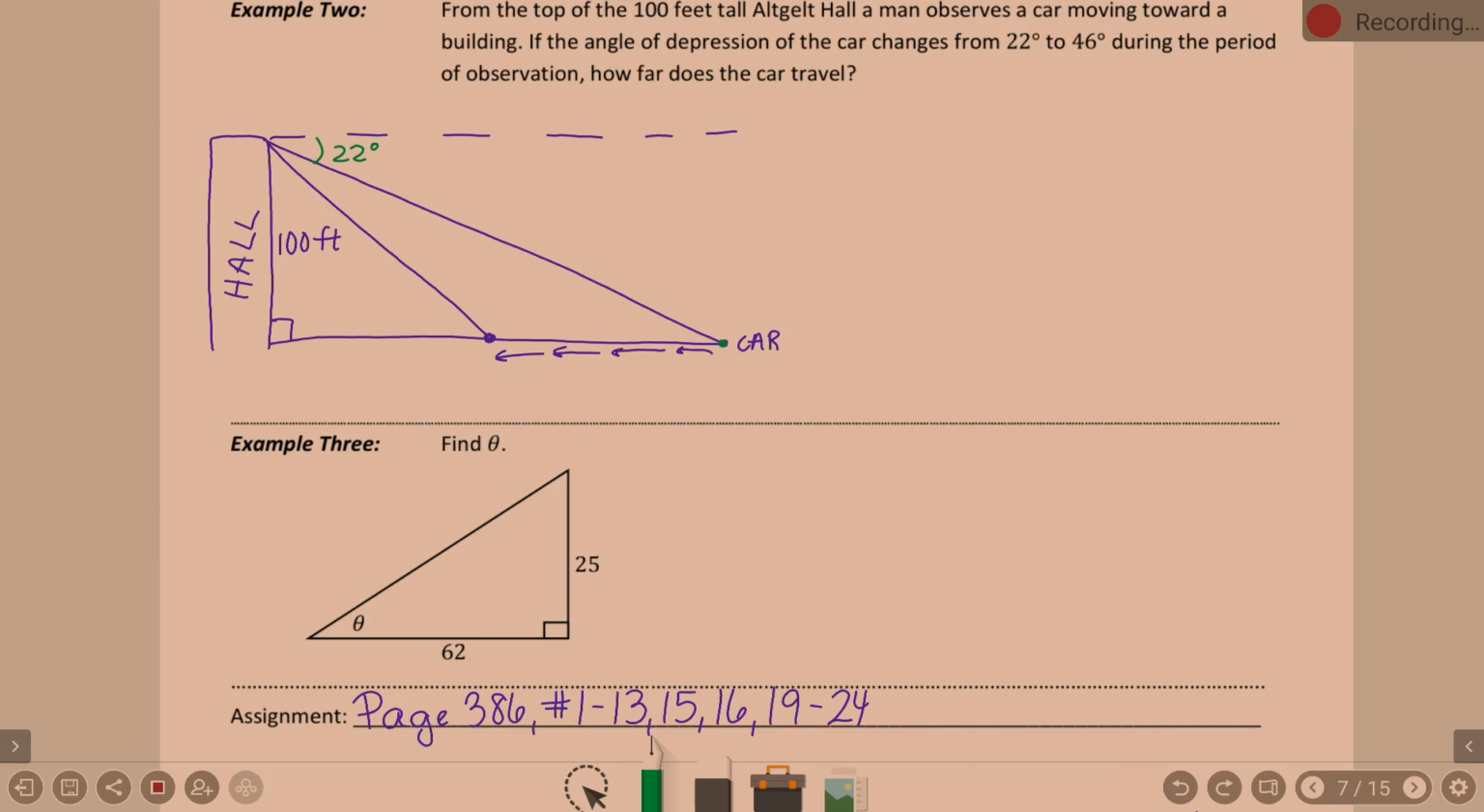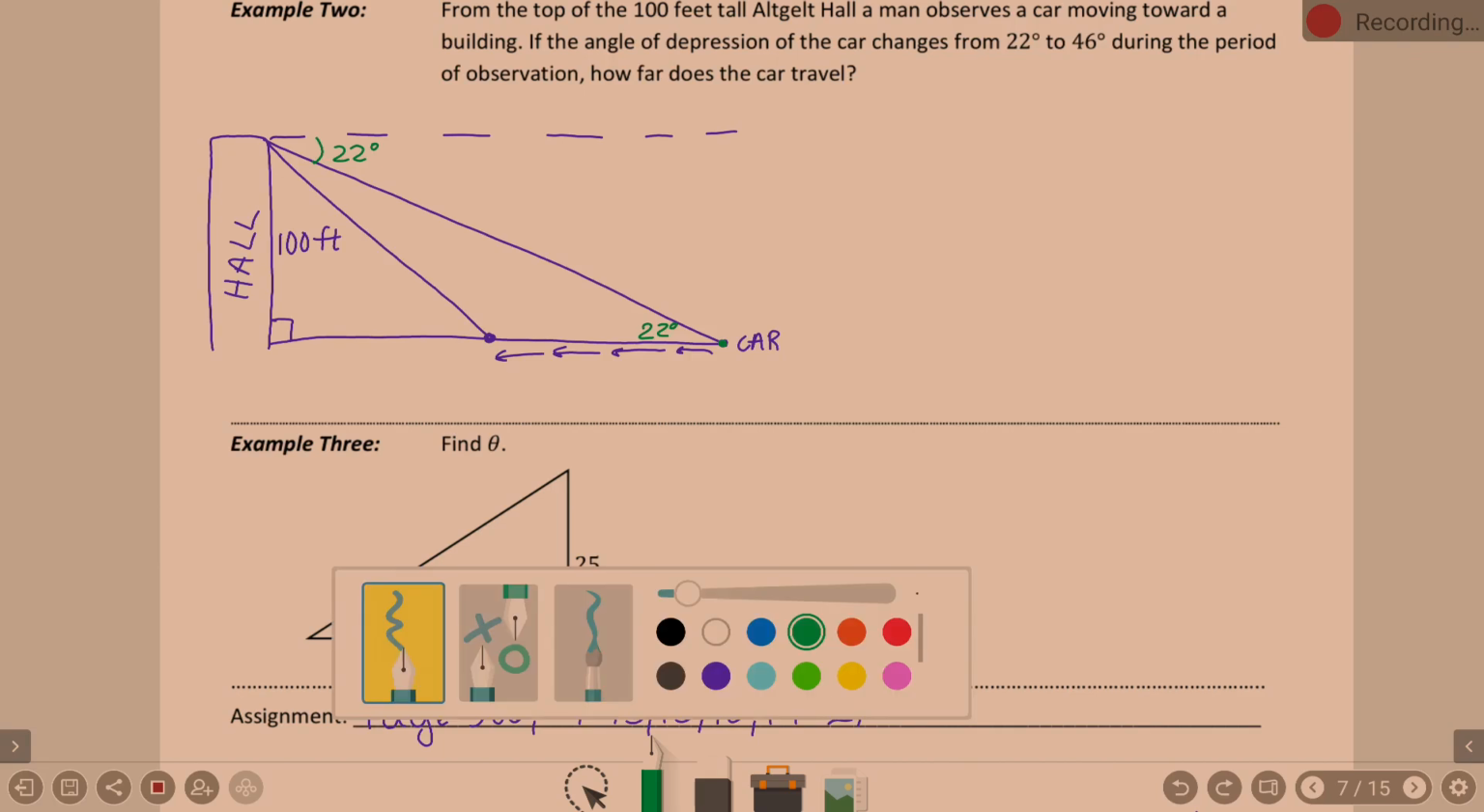So when the guy sees the car out here, the angle of depression is 22 degrees. Yes? Now, play the game with me. If that angle is 22 degrees, what else is 22 degrees? The bottom part. Yeah, that one. Where the car started is 22 degrees, right? That's going to be your easiest route on this one. Now, the angle of depression changes to 46 degrees.